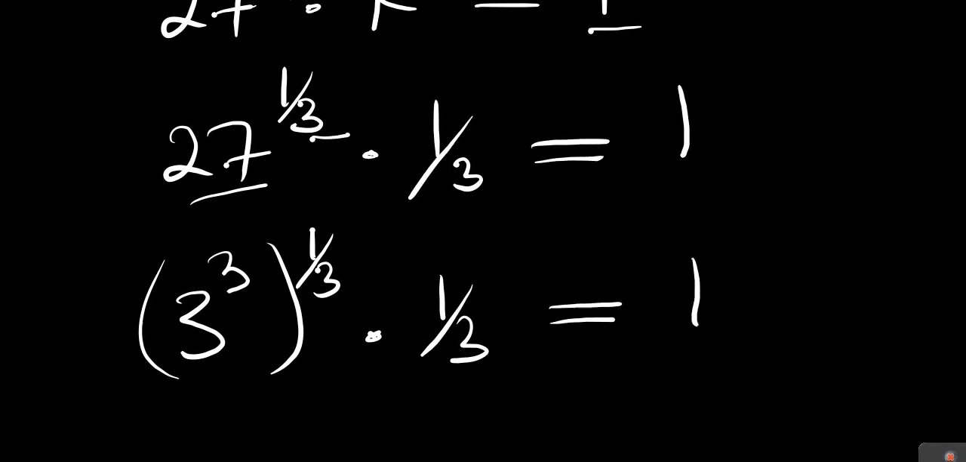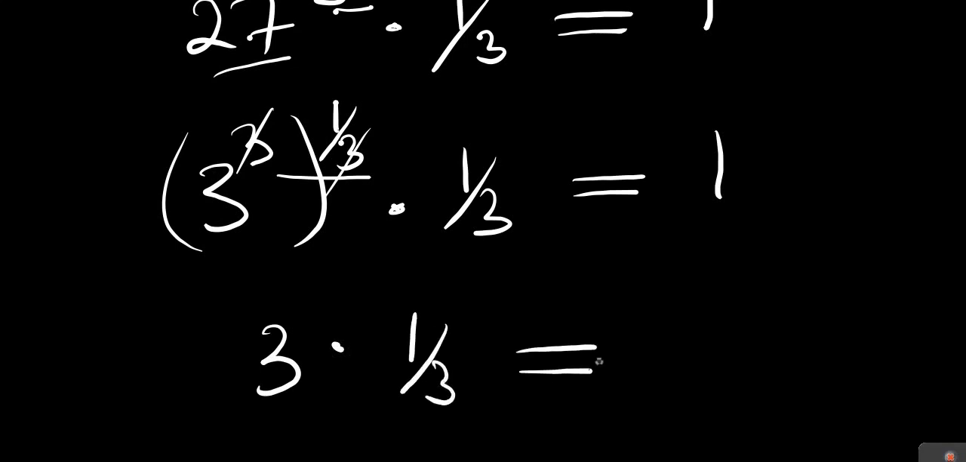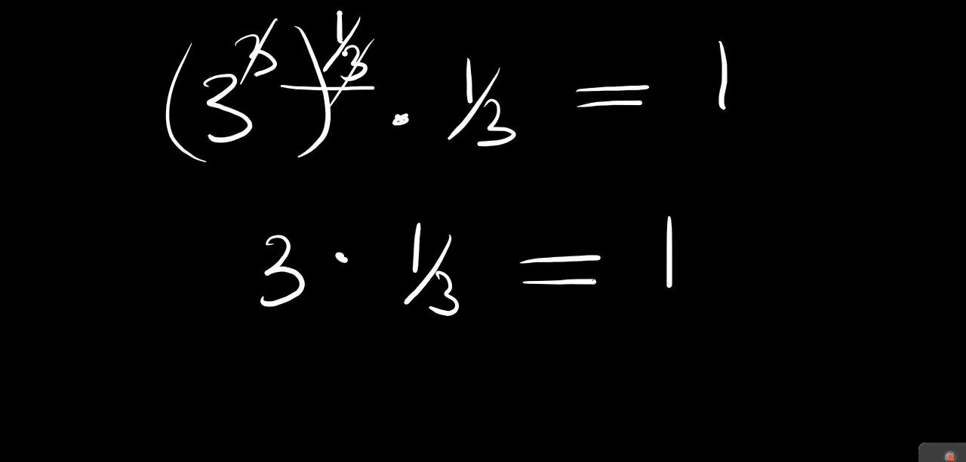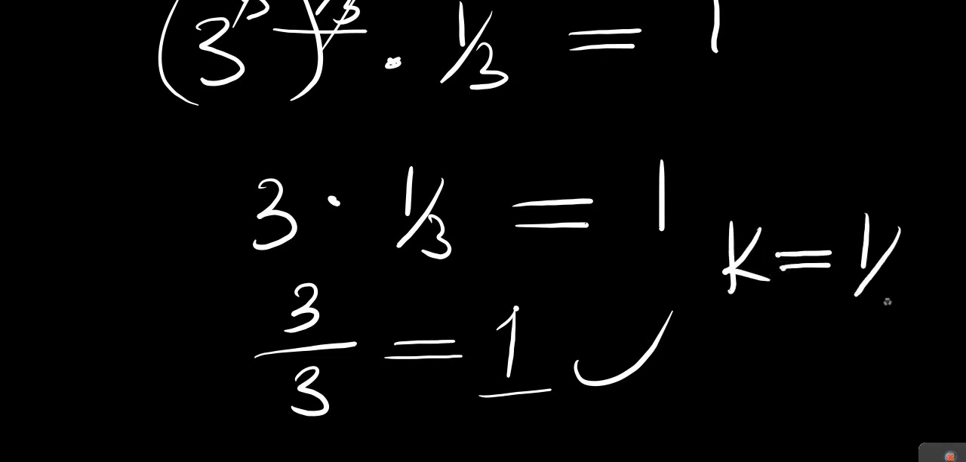Have you seen that? So we do it again. This 3 will definitely cancel the 3 here if you multiply this out. So we have 3 times 1 over 3, and this is equal to 1, because if you multiply, we are going to have 3 divided by 3, because 3 times 1 is 3. And 3 divided by 3 is equal to 1. So this has proven that the only accurate solution and the only real solution we have for this problem is k is equal to 1 over 3. So that is it for the video. Thank you and goodbye.